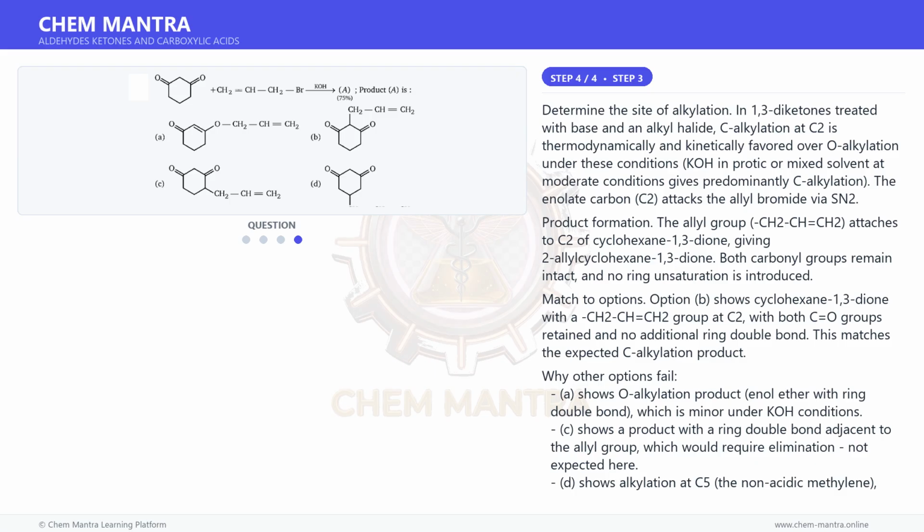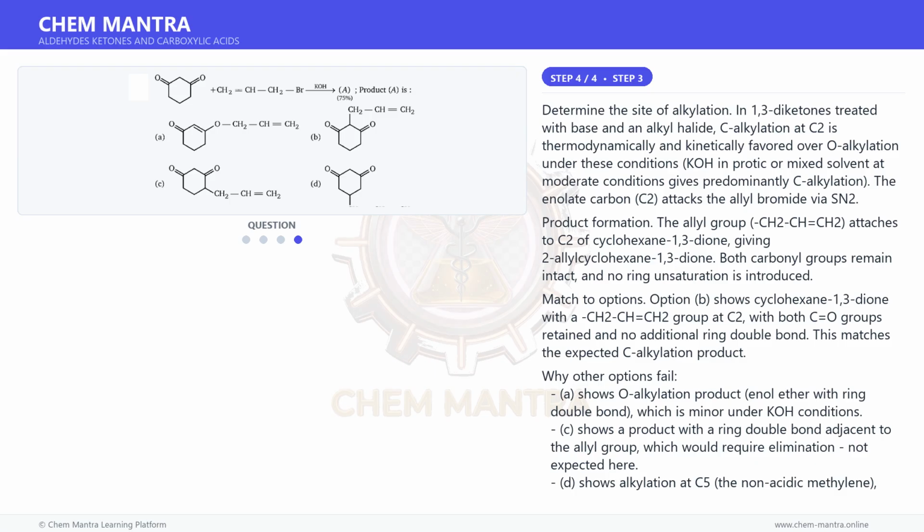Product formation. The allyl group, CH2CH=CH2, attaches to C2 of cyclohexane-1,3-dione, giving 2-allylcyclohexane-1,3-dione. Both carbonyl groups remain intact, and no ring unsaturation is introduced.